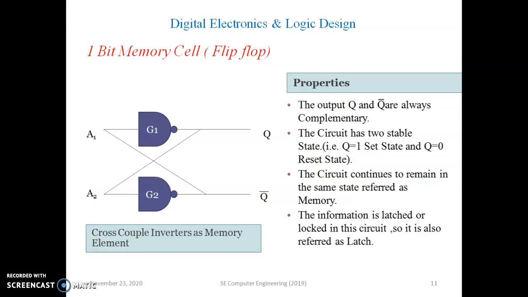So these are the properties of flip-flops. The outputs of the present state and next state are always complementary, as mentioned in the cross-coupled inverter. The circuit has two stable states, that is Q equal to 1, the set state, and Q equal to 0, which is nothing but the reset state. The circuit continues to remain in the same state, which is referred to as memory. The information is also latched or locked in this circuit, so that's why it is called a latch.